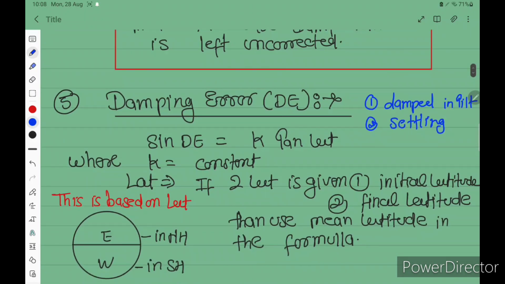Now again we are repeating the same formula so that you will understand. Damping error, which is shown as DE. If the question says damped in tilt, that means damping error. If it says already damping error, or settling error, that also means damping error. All three mean the same. So the formula is damping error equal to K tan latitude. I already told you K is a constant, its value is 1 by 40, and for latitude we take the given latitude, but if two positions are given, that is initial latitude and final latitude, then we have to use the mean latitude in the formula.